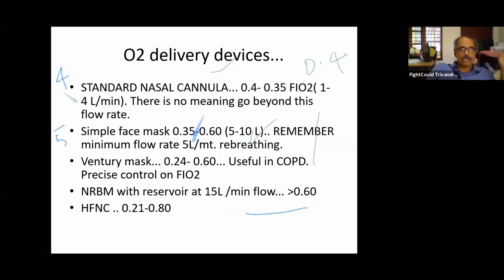If you want to give a much higher FiO2, you have to go with a non-rebreathing mask with a reservoir. If you supplement at 15 liters per minute, you can achieve an FiO2 of 0.60 or more. And nowadays, we also have the high-flow nasal cannula available, which is a high-flow oxygen device by which you can give up to approximately 80% FiO2.